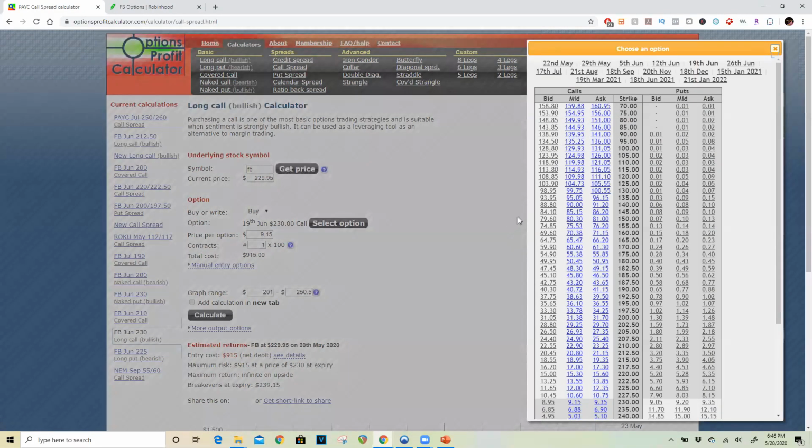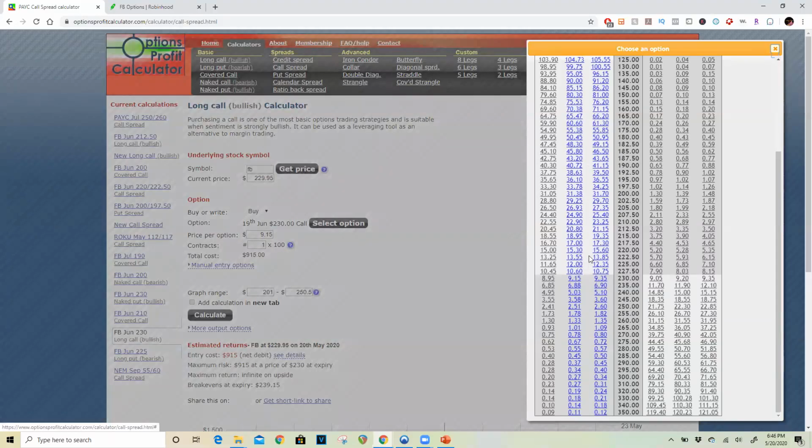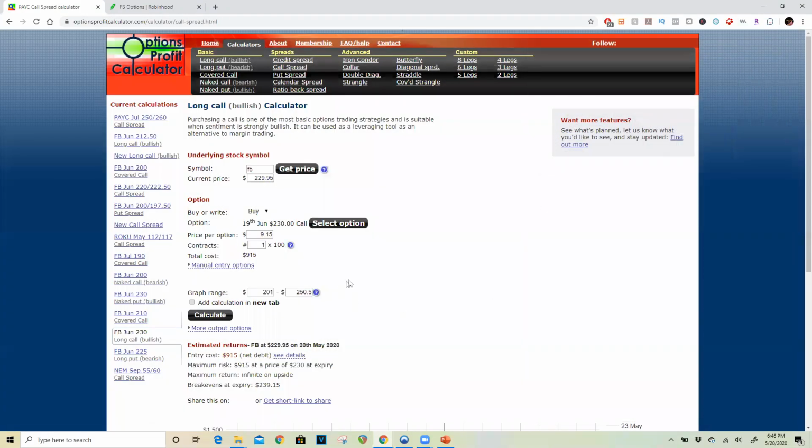Now you go to select option, let's say a month out on June 19th, you're betting that the price of Facebook would be at least $230. Which is great because it's already at $230. So ideally, you don't want to go too far ahead on the strike price. So let's say you're betting that it would be at $230.